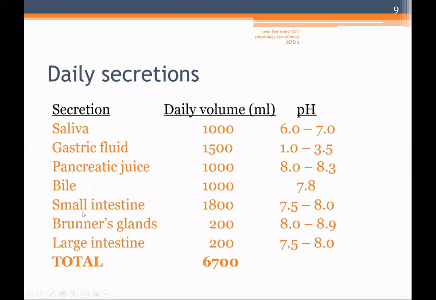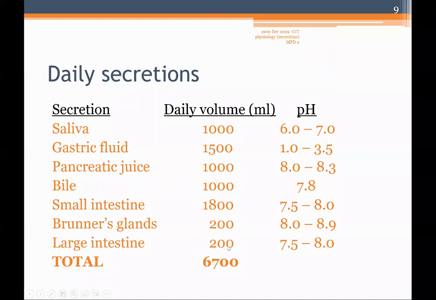Then the small intestine, because remember, this is the longest part of the gut. The secretions from the intestinal glands total about 1,800. And you can also see how alkaline it is. Then when you come to the Brunner's glands, which are found towards the end of the small intestine, the secretions are less. And the colon itself doesn't secrete much.